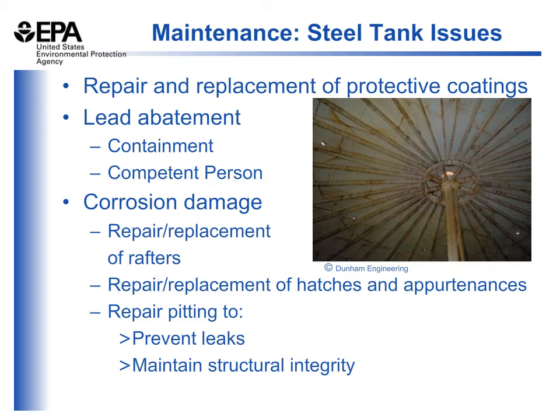The most important thing here is the corrosion damage. And the best way to avoid that damage is to make sure that you have protective coatings and that they're well maintained. If your tank is experiencing corrosion damage, you may be able to repair or replace some of the hatches or parts, and also repair the pitting. This will enable you to prevent any leaks and maintain structural integrity on your tank.